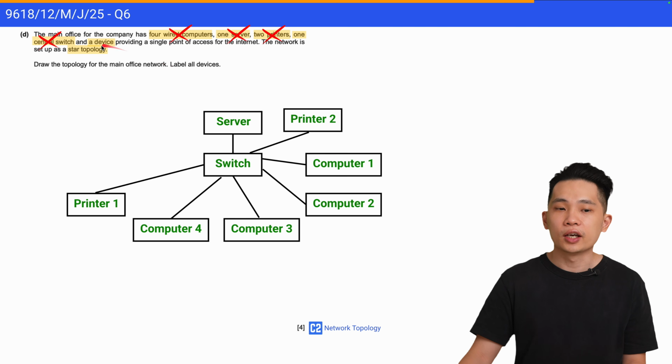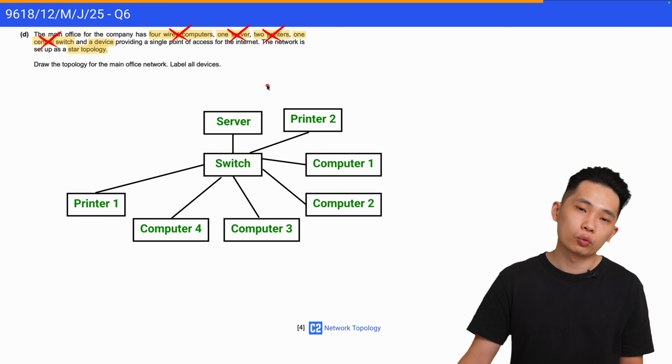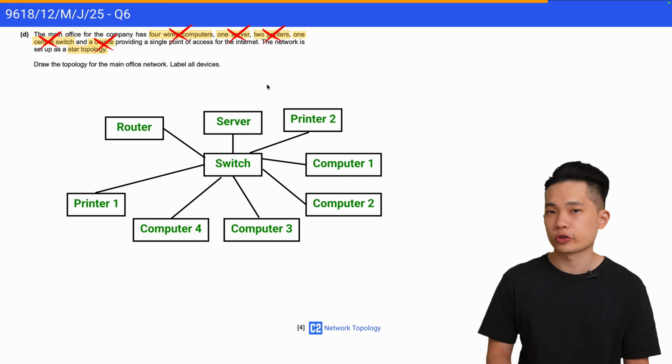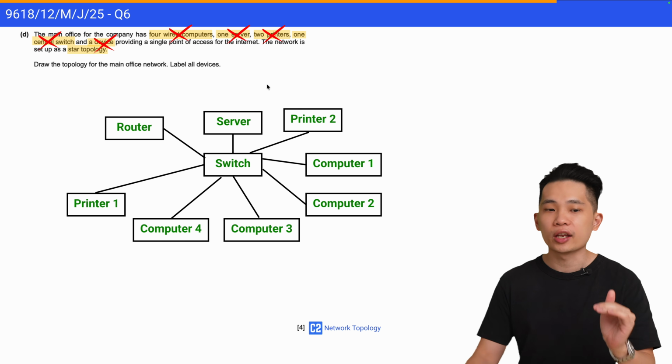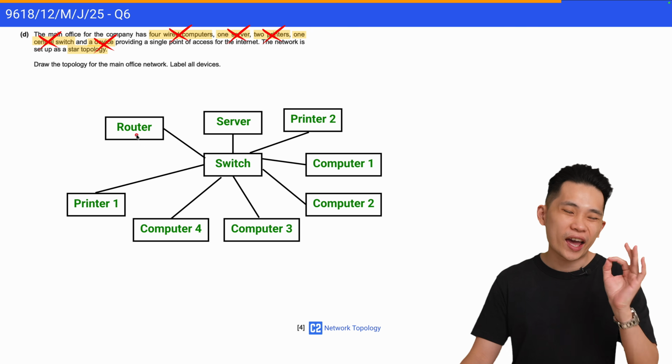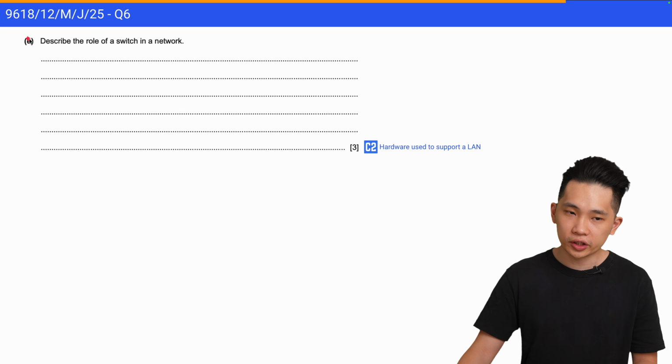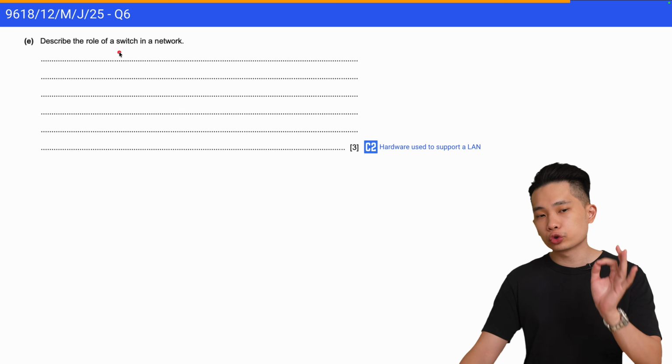And finally, a device for single point of access for the internet. So this one we can just draw a router here. So nothing special about this question here. We just have to draw based on the question requirement and know that we are using a router for access to the internet. And finally for E, describe the role of a switch in a network.